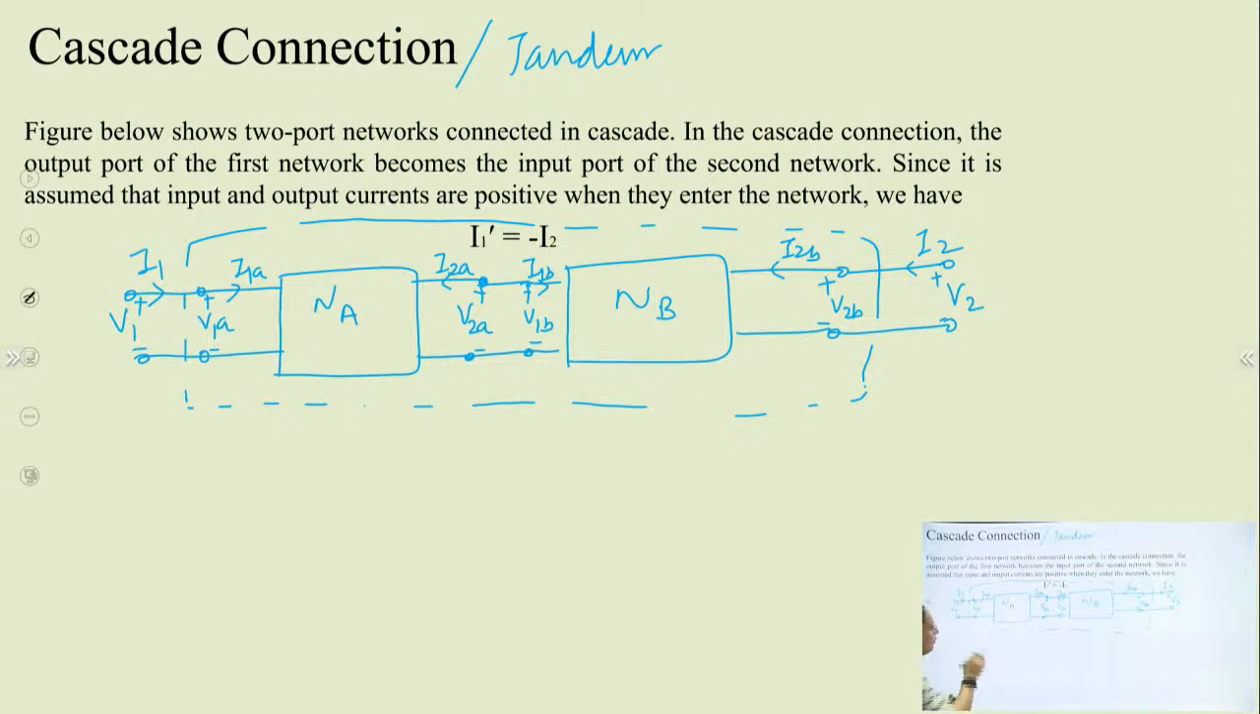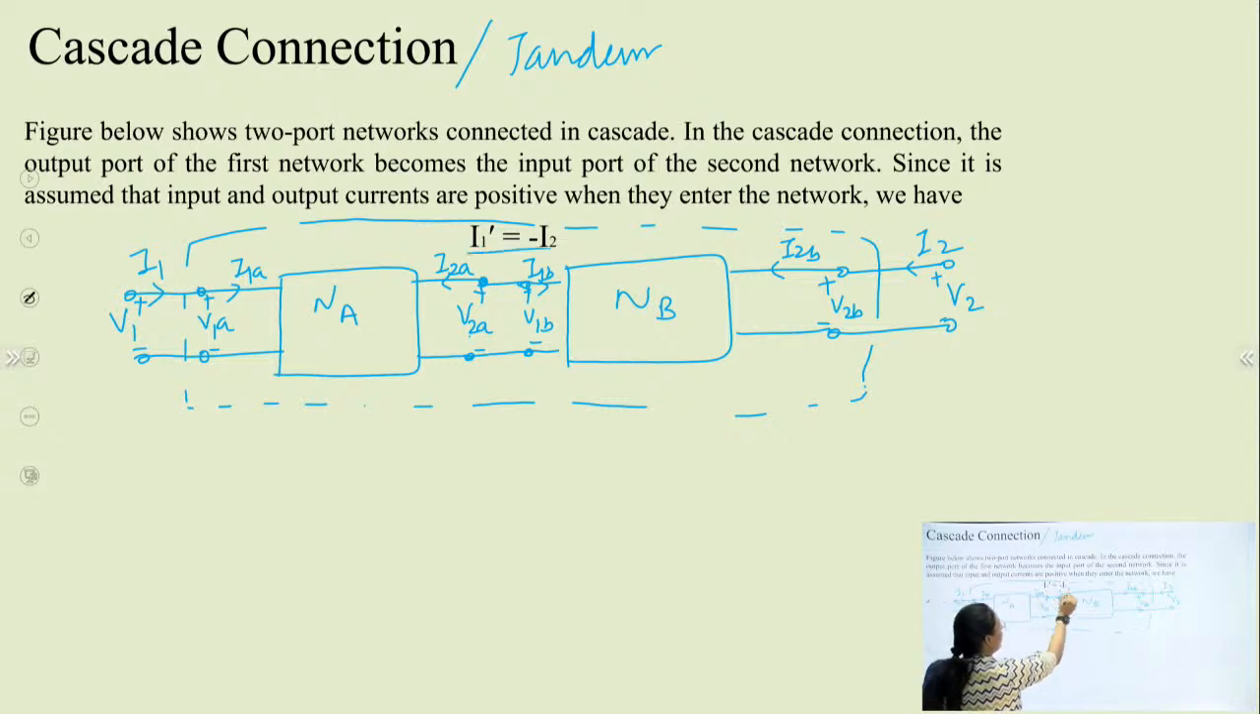Now from this diagram what we can observe, see here, voltage V1 will be equal to V1A, and the current I1 will be equal to I1A. Similarly here, voltage V2 will be equal to V2B and the current I2 will be equal to I2B. And now see here, the voltage V2A will be equal to V1B and the current I2A will be equal to minus of I1B.